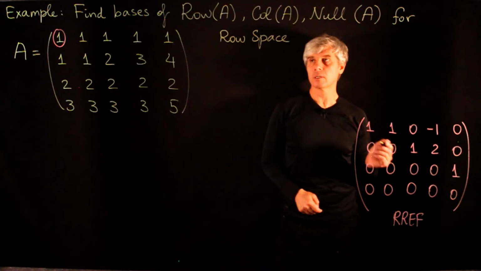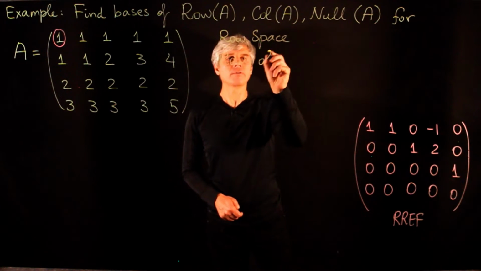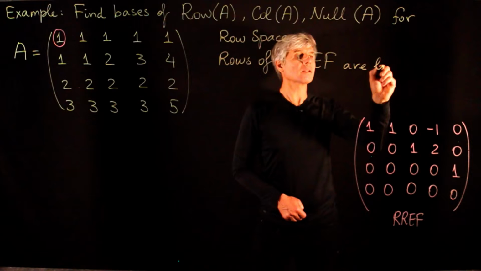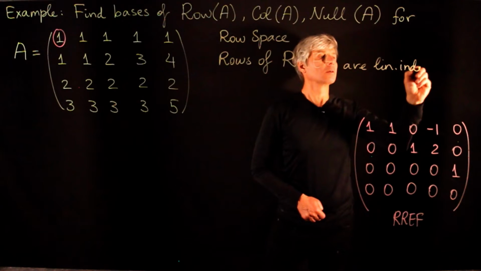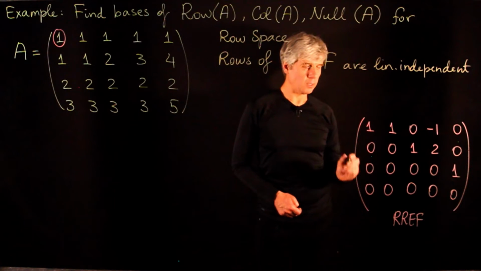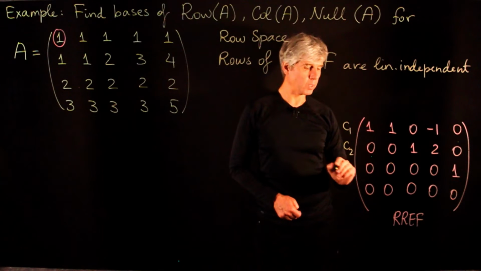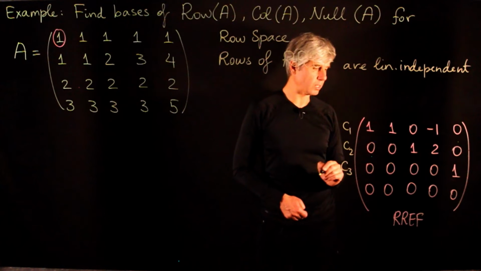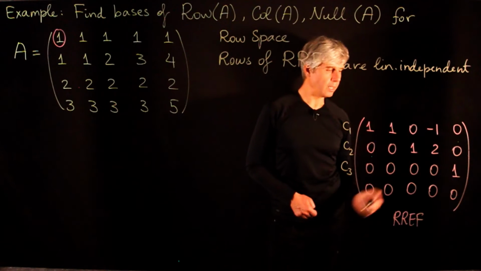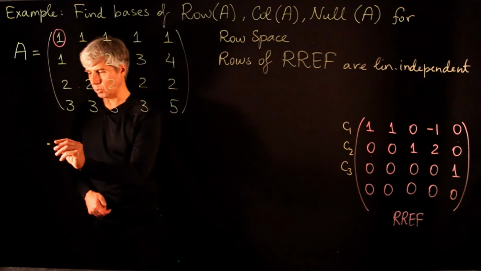And moreover, we claim that rows of reduced row echelon form are linearly independent. So let us check this. Suppose we take a linear combination of the first 3 rows of this matrix. We multiply the first row by C1, the second row by C2, and the last row by C3. So what is this linear combination going to look like?